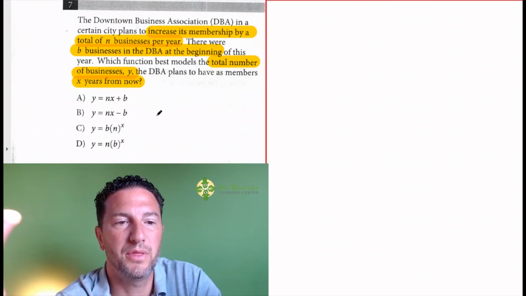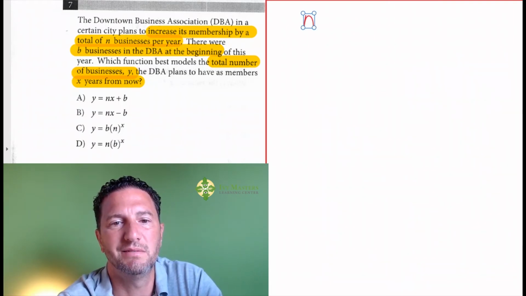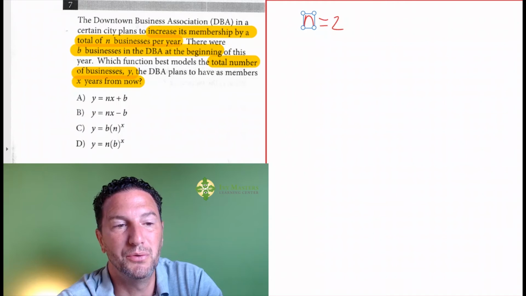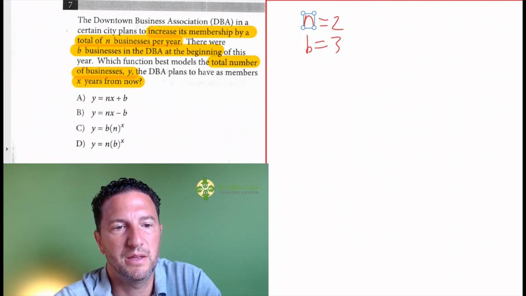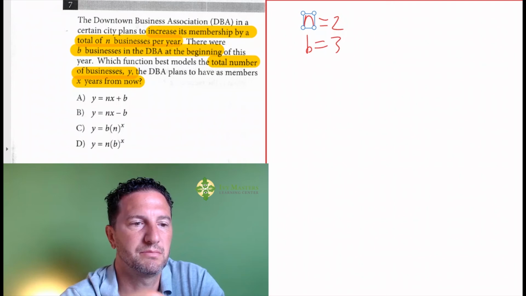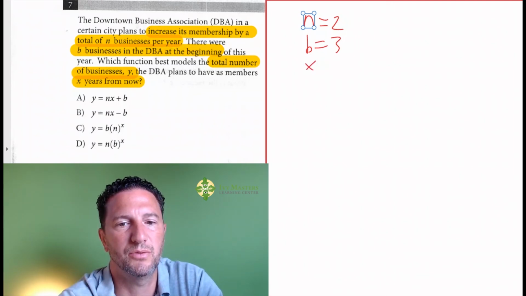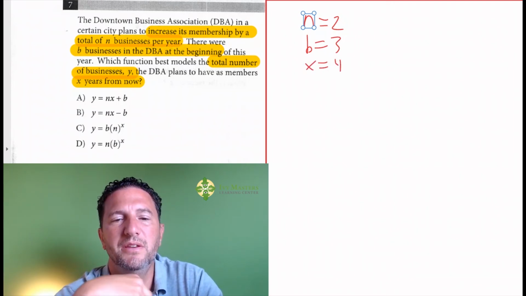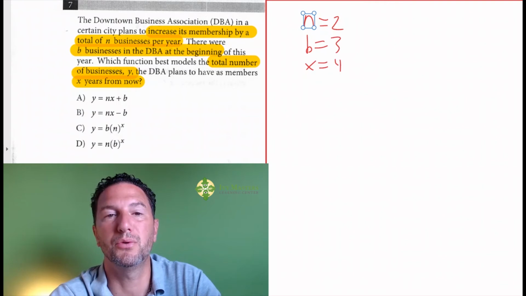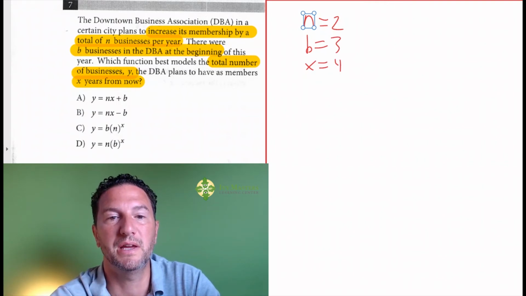So for this one, let's just pick simple numbers. Let's say it wants to increase the number of businesses per year by 2, and there are, let's say, 3 businesses in the beginning of the year. And it says the total number of businesses is y. The DBA plans to have members x years from now. So let's say x equals 4. And then you could just think through the problem and figure your answer.